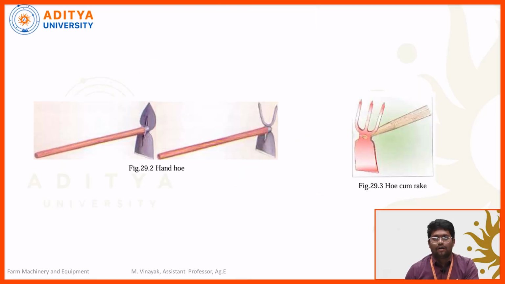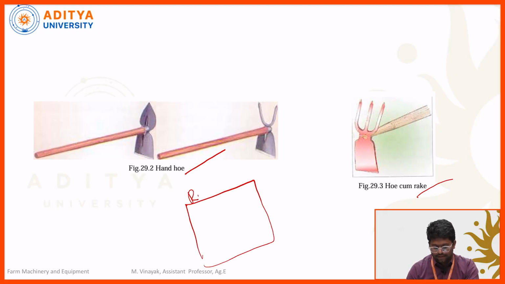You can look on to some more tools. These are the hand hoe. These are the hoe cum rake. So these are the tools for removing the weeds in the plants, removing the weeds in a field area. So suppose we take one field area, we can maintain R1, R2, R3, some plant material will be present over here. In between the two plant materials, two rows, weeds will emerge here. These weeds need to be removed in time.